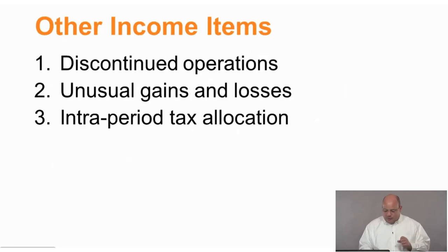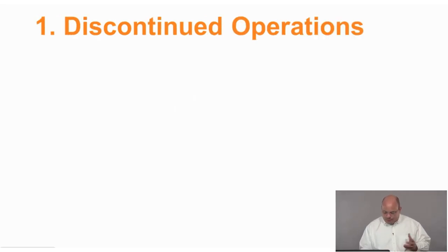Now, a few things we need to look at. We need to look specifically at discontinued operations, which we already touched on briefly. We need to look at unusual gains and losses and how they're going to be reported on the income statement. And we need to look at the intra-period tax allocation. We start with discontinued operations.